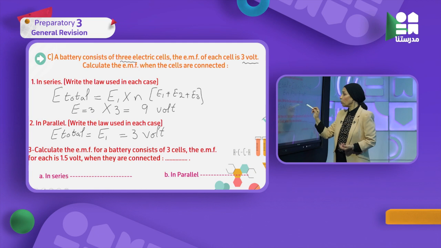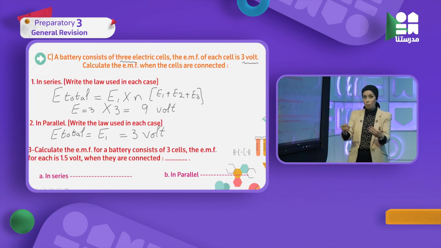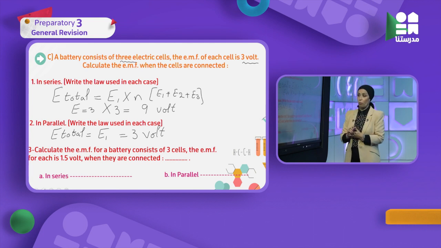So here if I connect them in series I'm going to count them. If in parallel I get the one only EMF of the one. Which one increasing؟ لو سألني طب which one increasing the EMF? Which connection? Connection in series. Which one decreases? The connection in parallel.